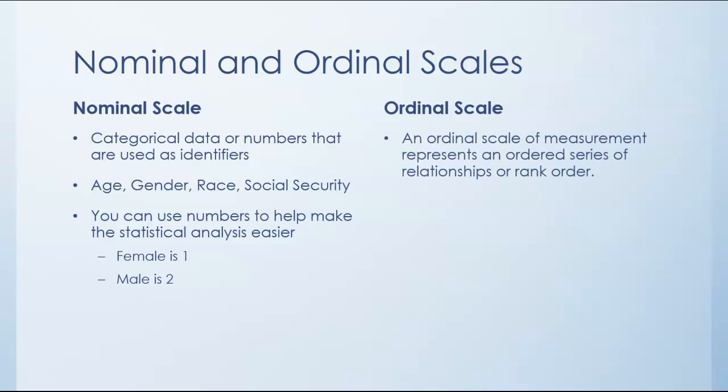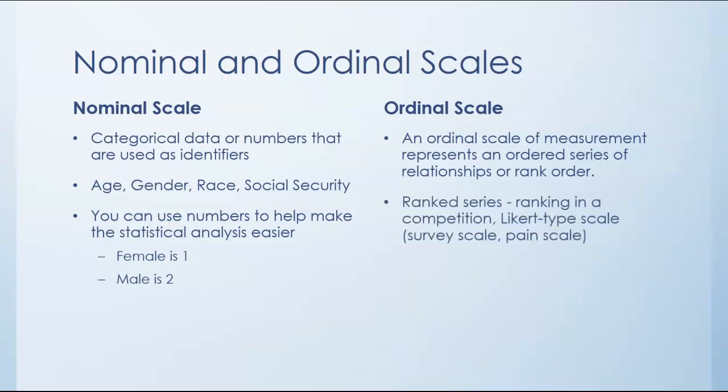Ordinal scale, very similar in that it is still categorical data and/or numbers. The biggest difference between the two is that my ordinal scale can be ranked. So order matters. So ordinal kind of makes sense, right? Ordinal, order. So things like ranking in a competition, whether you come in first, second, or third, there is a distinct difference between coming in first and coming in 25th. So you get that ranking. Things like a Likert scale or pain scales, things of that nature are considered ordinal data. And ordinal series like seats in a stadium is another option there.